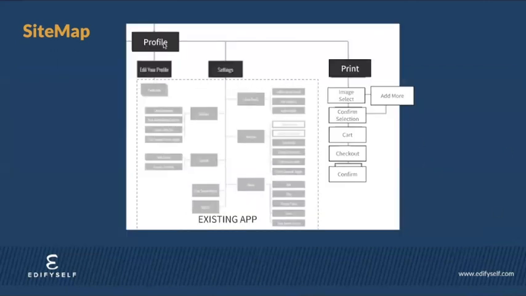The user would go to the profile page. From there, he would navigate to the print page. Then there would be a page to select the images. He can add more and confirm the selections. Go to the cart, checkout and confirm.